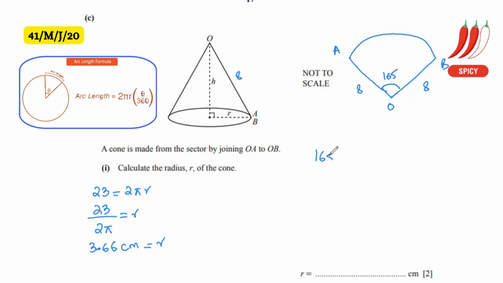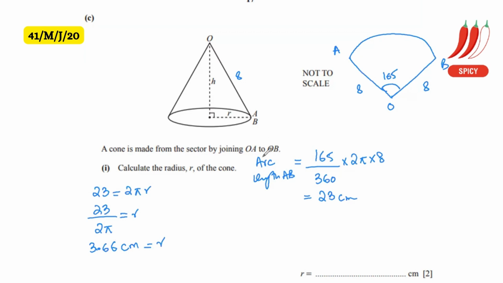Once again, if we do 165 divided by 360 times 2 times pi times 8, that gives us 23 centimeters as the arc length AB. So this 23 divided by 2 pi is 3.66 centimeters. That is your radius.